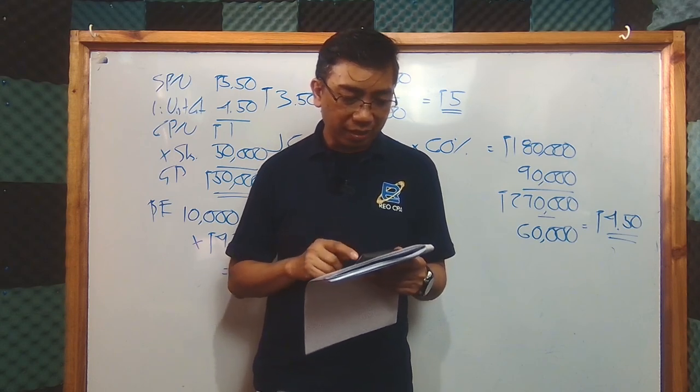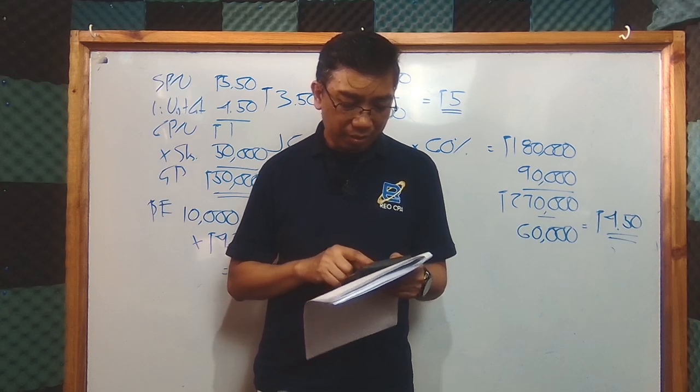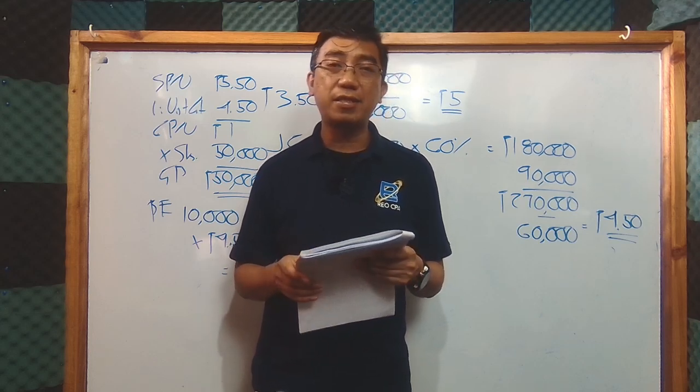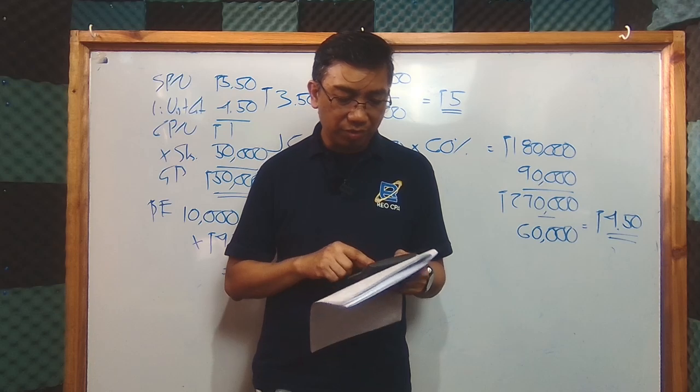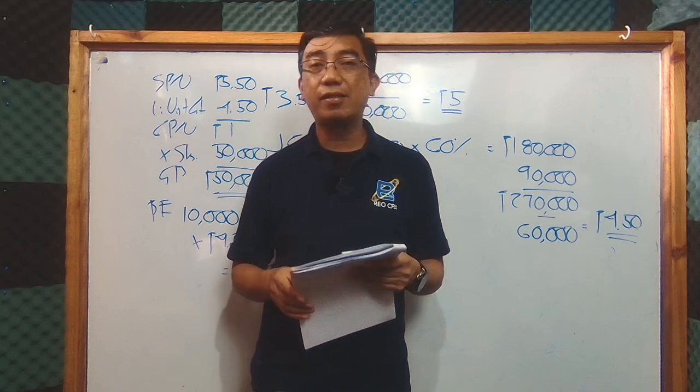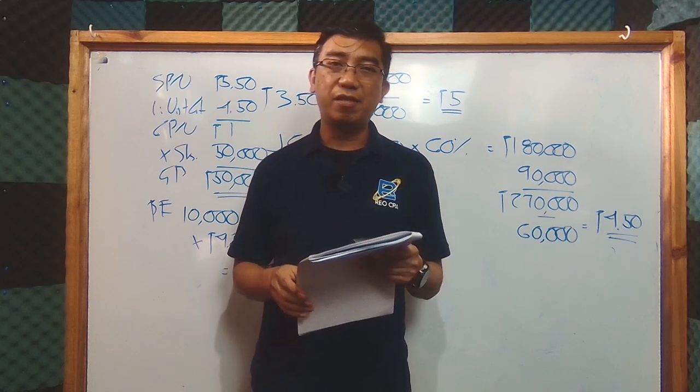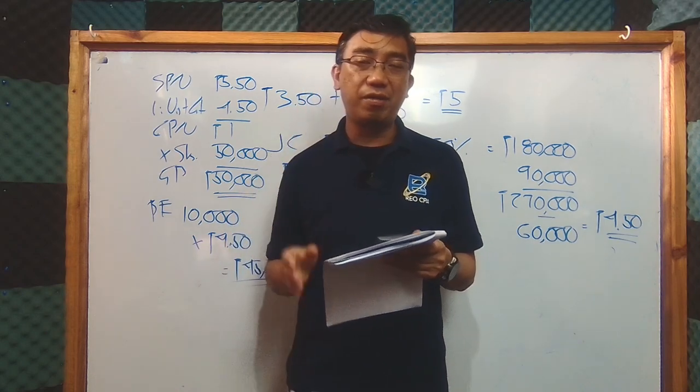Yung product C natin, that is 1250 minus 10.25. Incremental selling price per unit is 225. 225 times units produced of 70,000. Magkano incremental revenue ng product C? Incremental revenue of product C is 157,500.